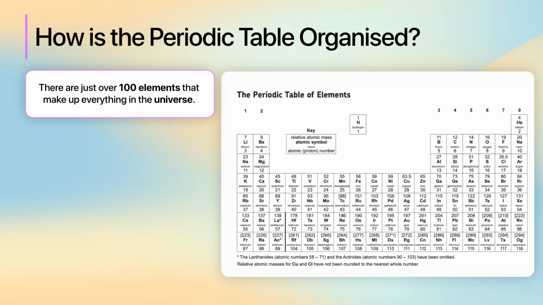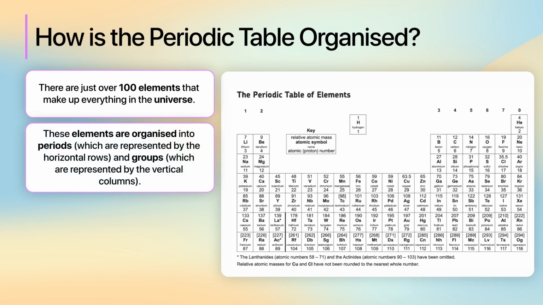Beyond simply listing elements, the periodic table is an intricate pattern of rows and columns that reveal trends and relationships between different elements. There are just over 100 elements that make up everything in the universe. These elements are organized into periods, which are represented by the horizontal rows, and groups, which are represented by the vertical columns.